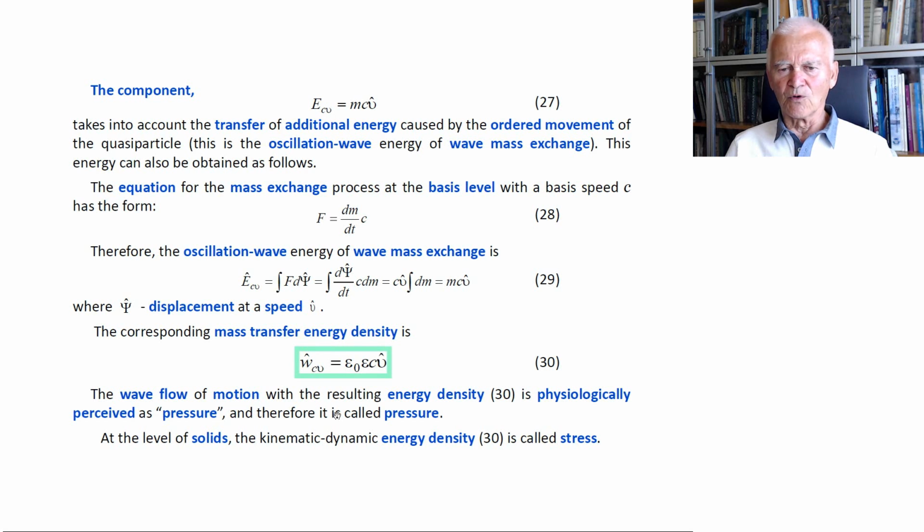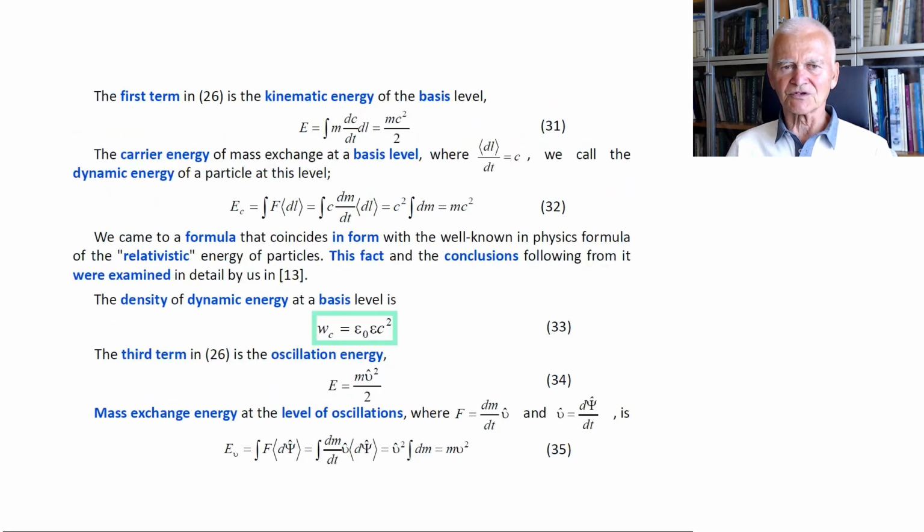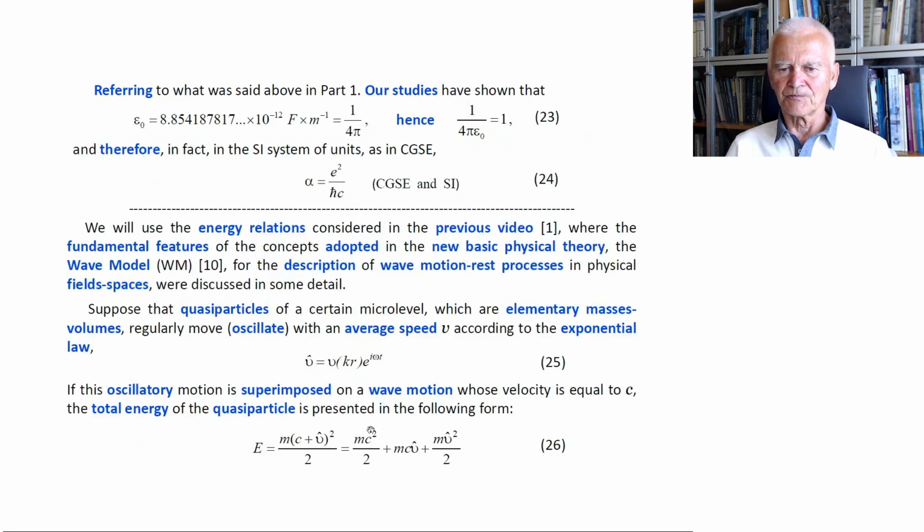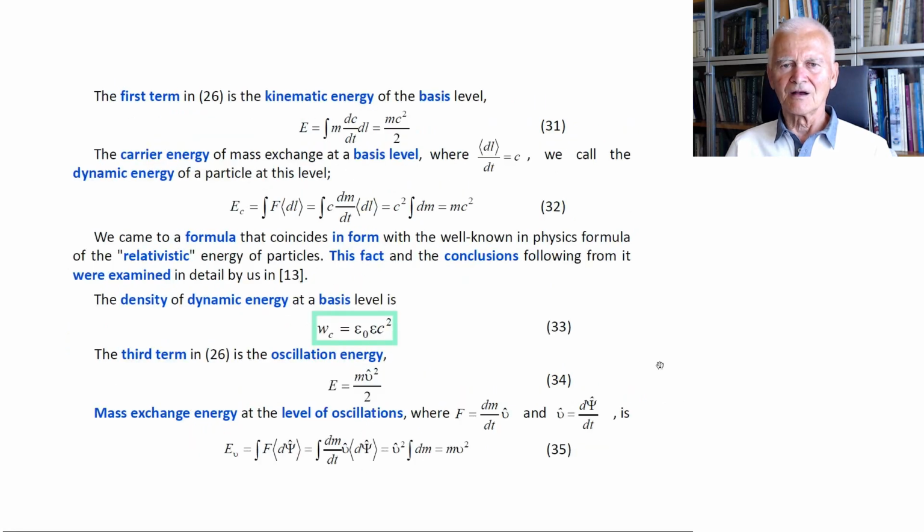The wave flow of motion with the resultant energy density is physiologically perceived as a pressure, and therefore it is called pressure. At the level of solids, the energy density, the kinematic dynamic energy, is called stress. The first term in this expression is the kinematic energy of the basis level.